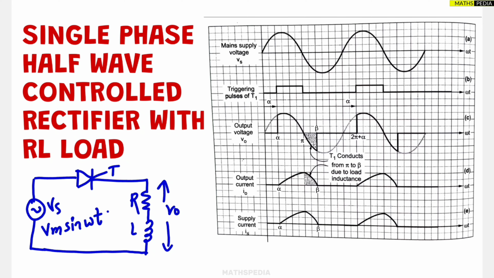Then triggering we are giving in the waveform you can observe. Triggering for the thyristor. Thyristor is there, that's why we have to give the triggering. Output voltage, we have to focus on the output voltage. Now here, whenever inductor comes, the new term will come, which is nothing but beta. So if you observe beta, beta is basically what? Beta is the extinction angle.